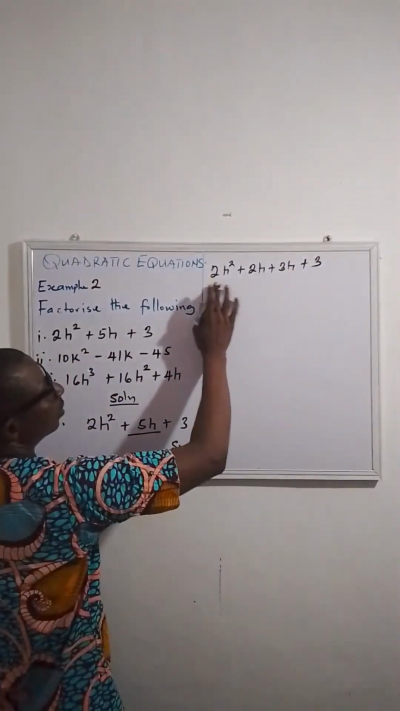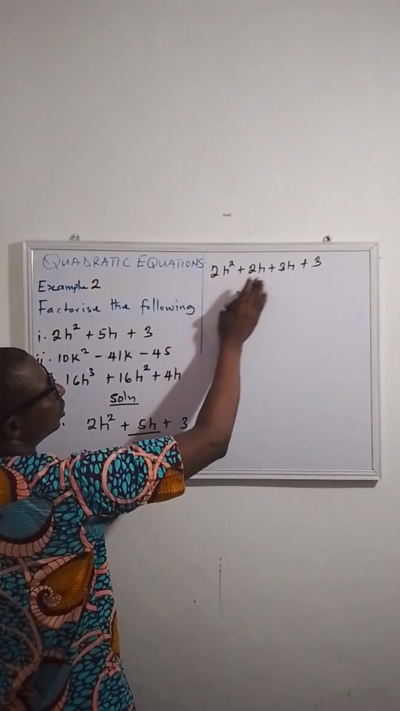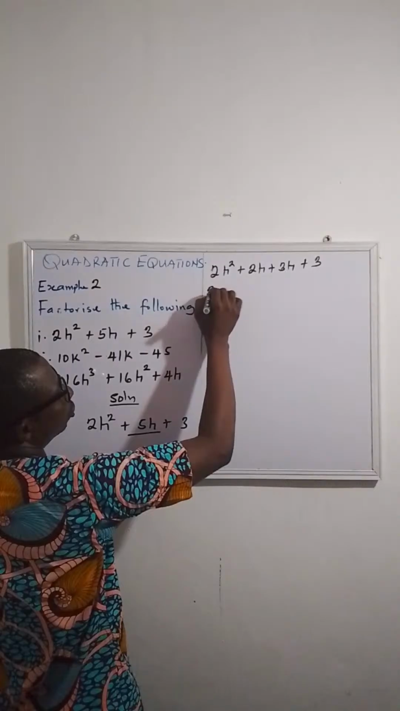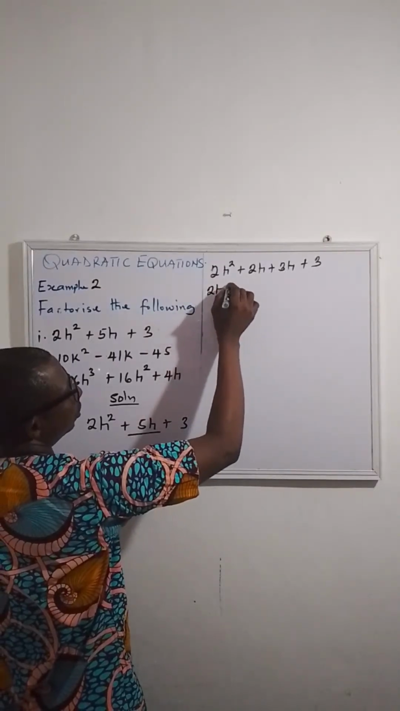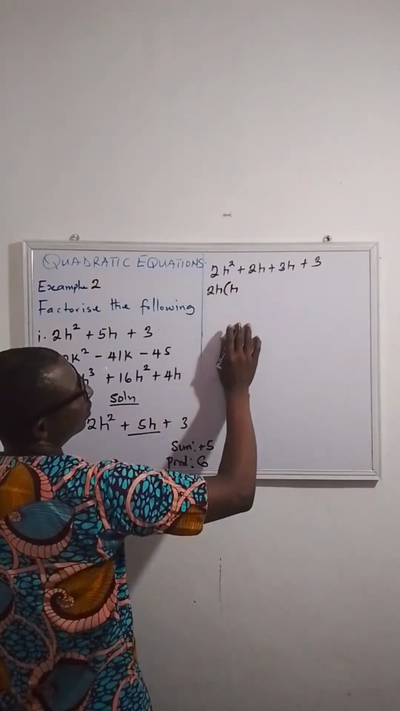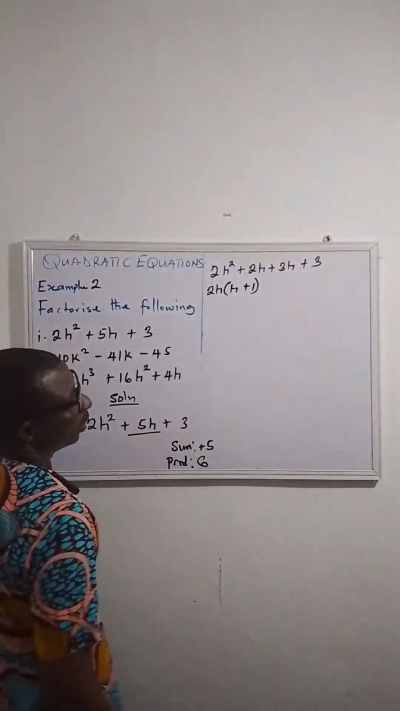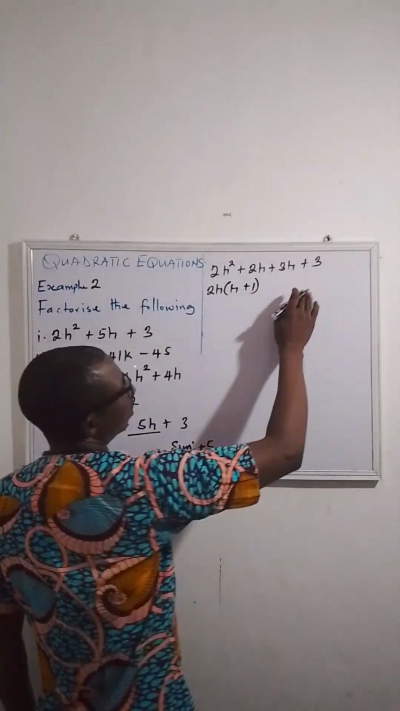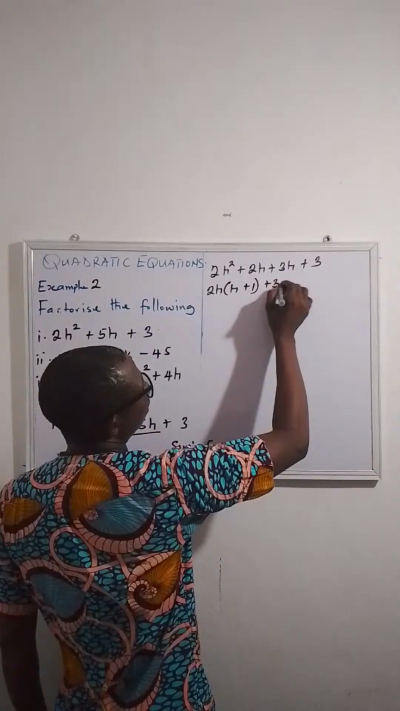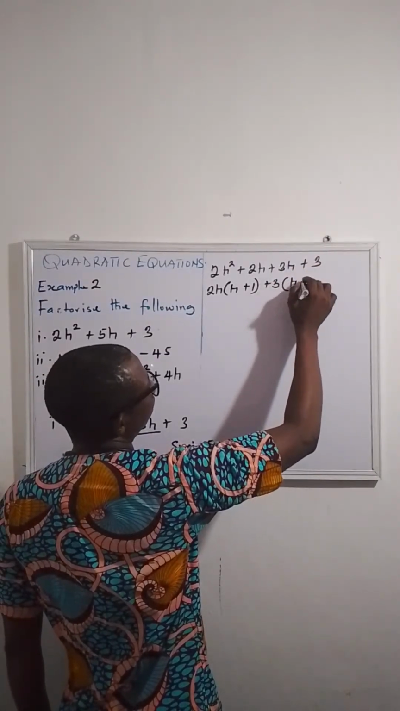Alright, so now we find the GCD of this expression here. So what's the GCD? That's 2h. 2h is the GCD. So when you divide this one by 2h, you have h left. Divide this by 2h, you have 1. Here, what's the GCD? That's 3, so you have plus 3. Divide this by 3, you have h. Divide 3 by 3, you have 1.